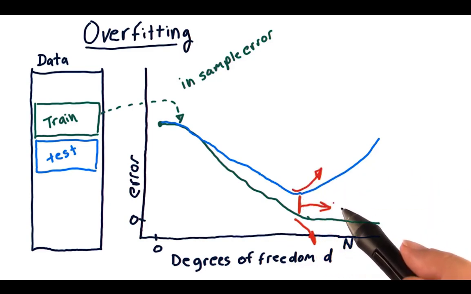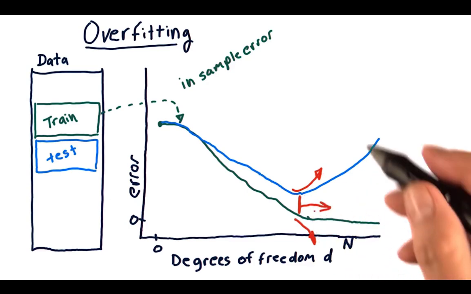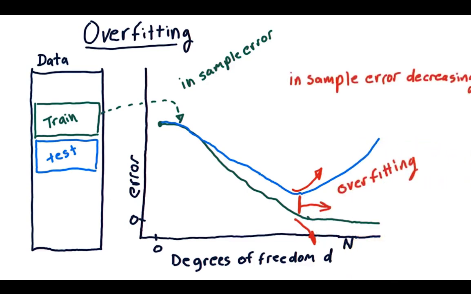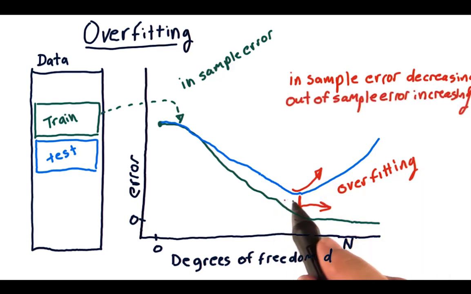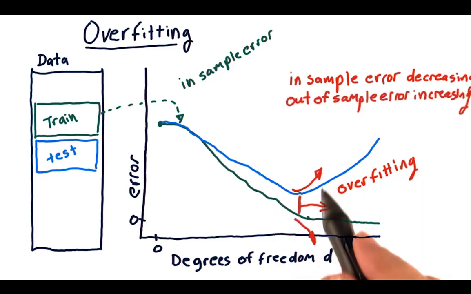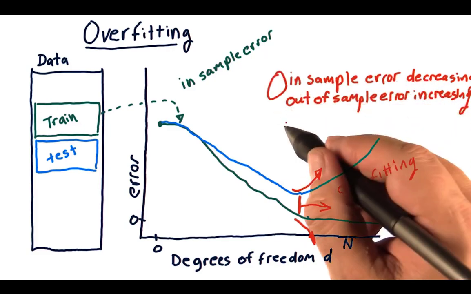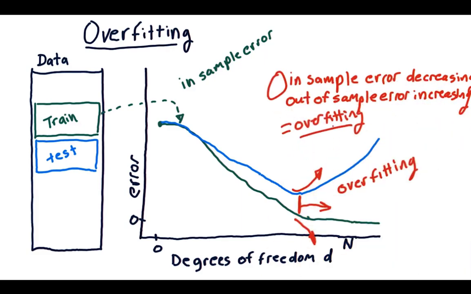And that's how we define overfitting. This is the region where overfitting is occurring. So let me state that again. In-sample error is decreasing. Out-of-sample error is increasing. When we have those two together, it's overfitting.